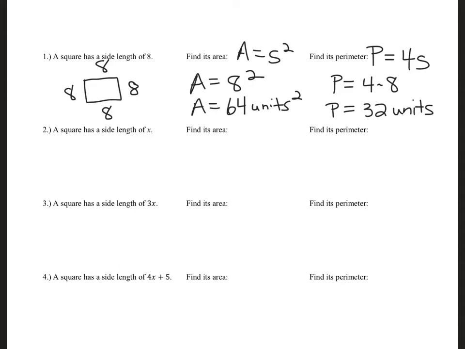So real quick also, just a reminder, you can check: 8 times 8 is 64 for the area, and then 8 plus 8 plus 8 plus 8 is 32. So now stop the video and try 2 and 3 on your own and tune back in to me for number 4.